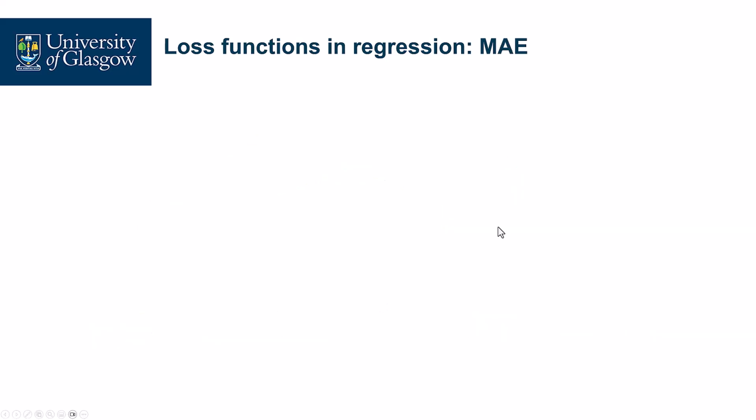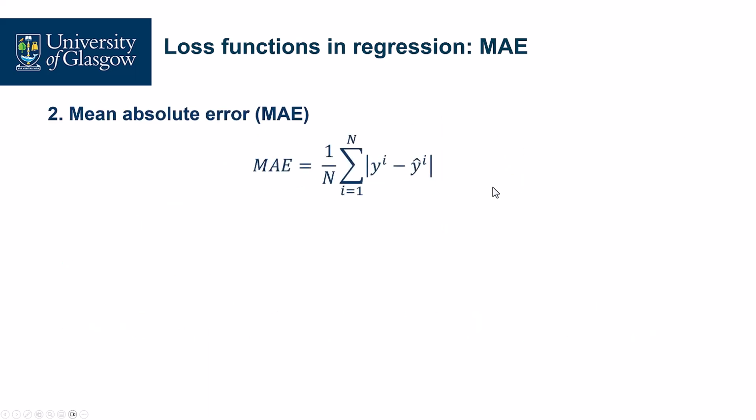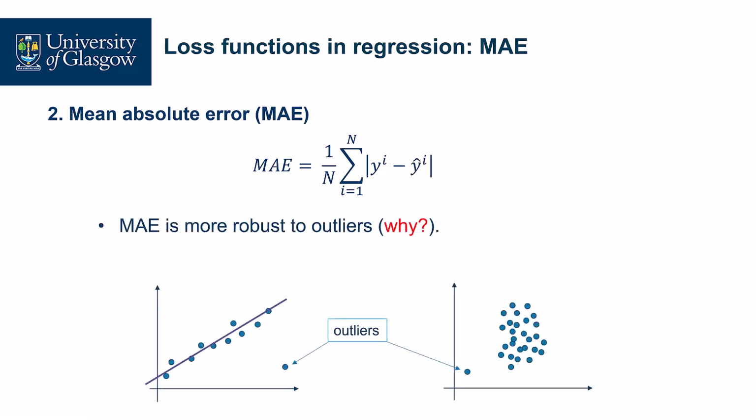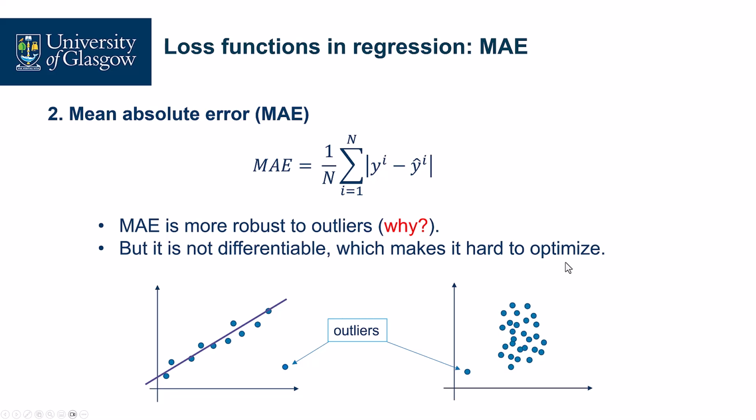Another function is MAE, mean absolute error. This is the formula, right? N is still the size, yi is the actual value, and yi hat is the predicted value. This one is better than MSE when considering outliers. The question is why, right? This is for you to think about. Remember there's no square here in the mean absolute error, right? However, this one also has a problem: it is not differentiable, which makes it hard to optimize. These two functions, MSE and MAE, are for regression.